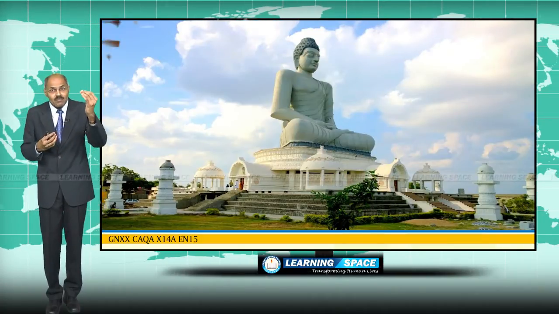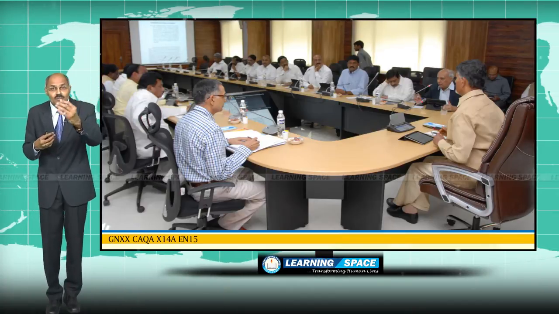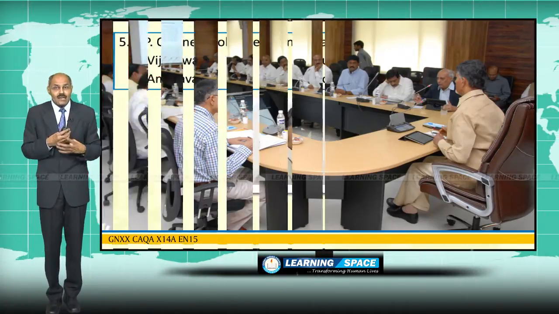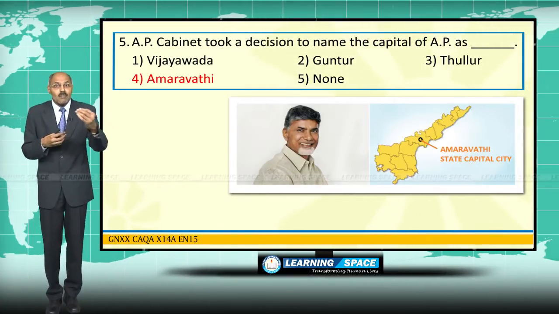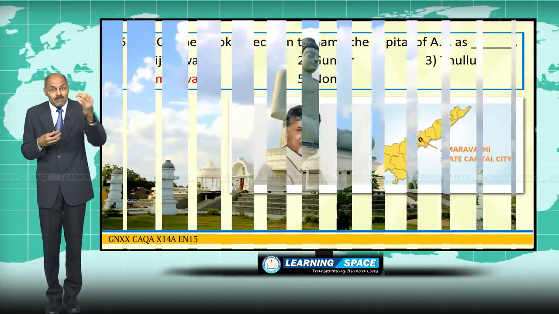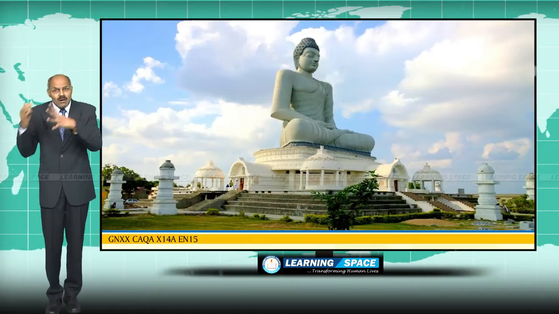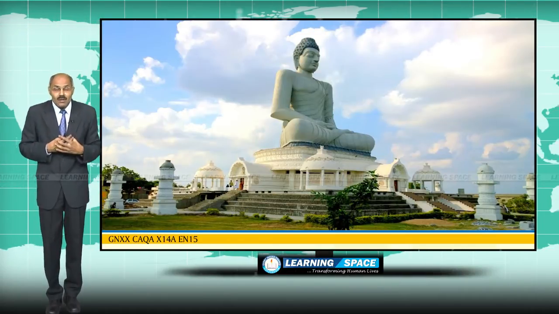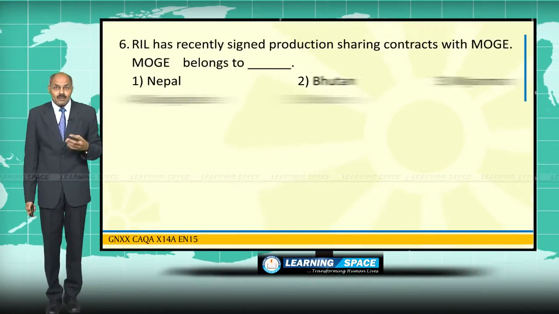And the name, as per the cabinet decision, is that famous Buddhist pilgrim center, Amaravati. So, Andhra Pradesh capital will be Amaravati, the historical center. And a place called Dhanyakataka near Amaravati was the capital around 2000 years ago. Now the same place became capital of Andhra Pradesh state. Look into the next one.